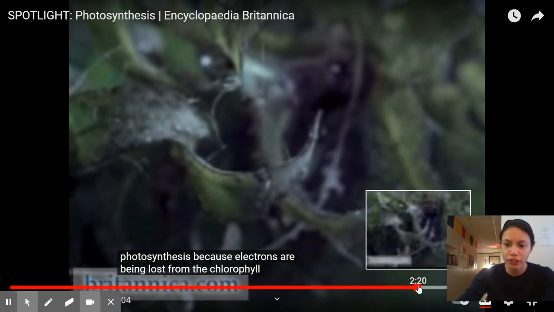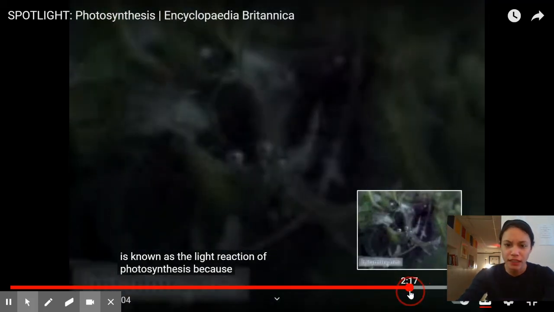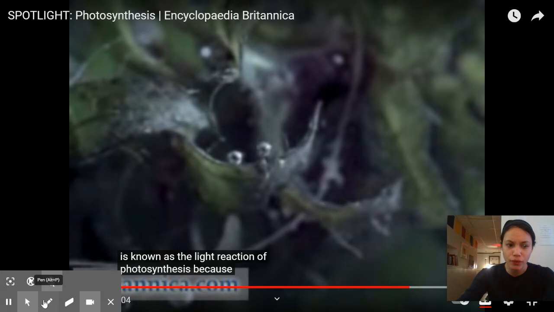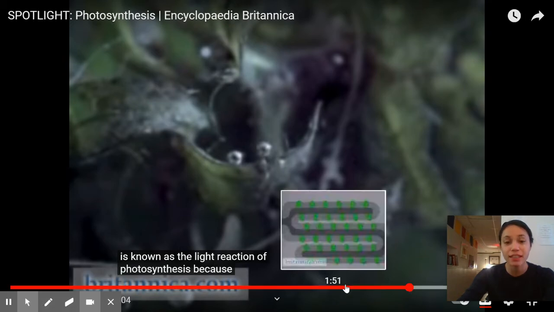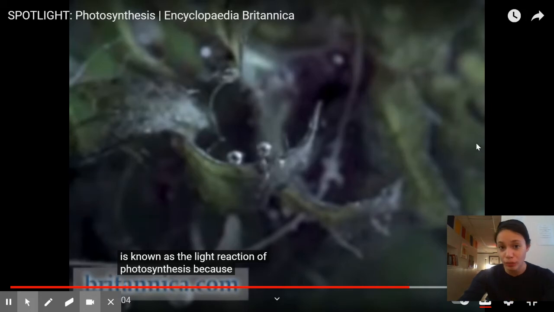Because electrons are being lost from the chlorophyll. So that's the first reaction. It's called the light reaction of photosynthesis. That's the first reaction. This is the answer to number 3, one of the answers. There's a light reaction because it needs light to actually work to jumpstart.